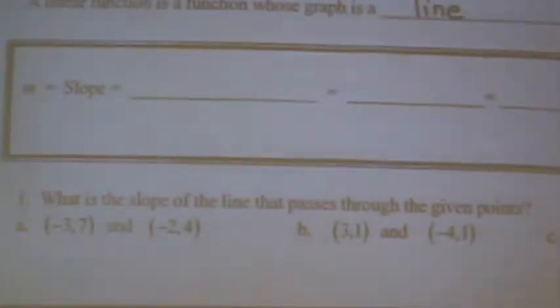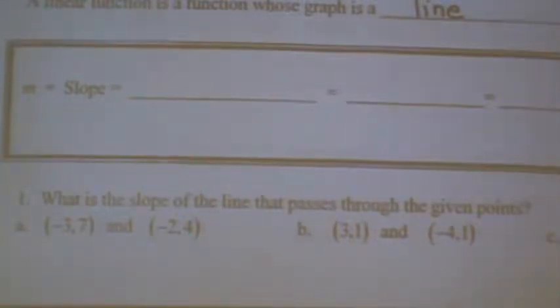A linear function is a function whose graph is what? What does it look like? It's a line, it's a straight line. You learned a bunch of different formulas for slope. Can anyone tell, what is slope? It measures the steepness of a line.